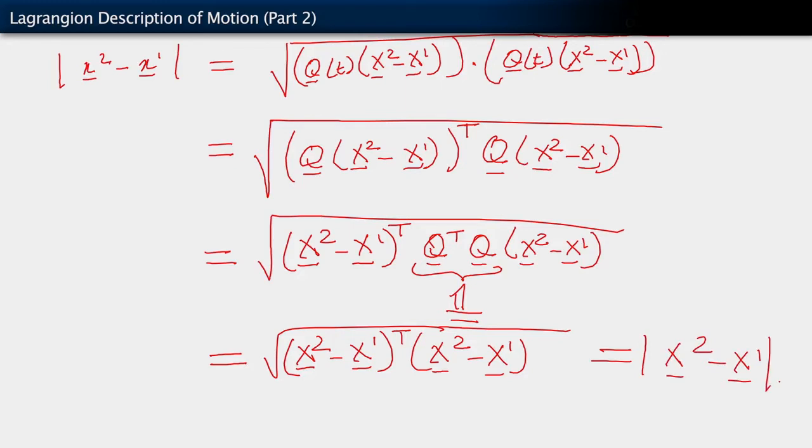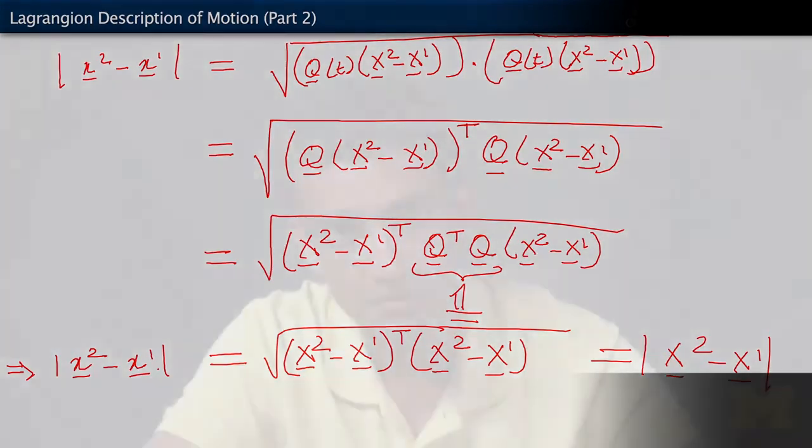Okay, so what we have then is that the magnitude of the vector separating the 2 points in the current configuration is equal to the magnitude of the vector separating the 2 points in the reference configuration. Okay, so this definitely satisfies our intuitive idea of a rigid motion.